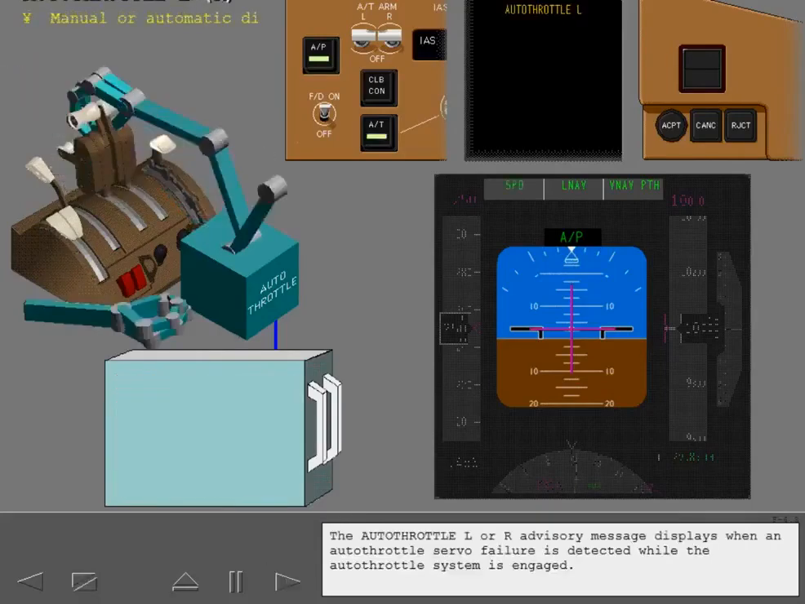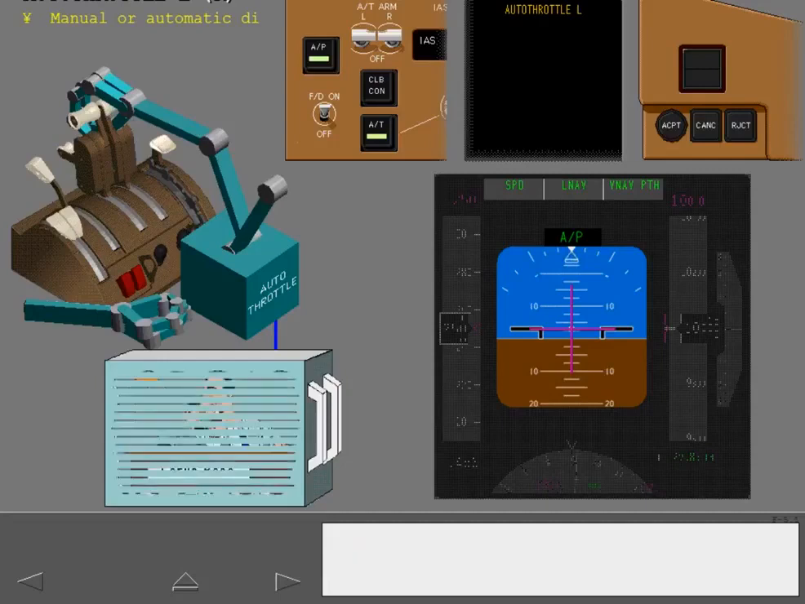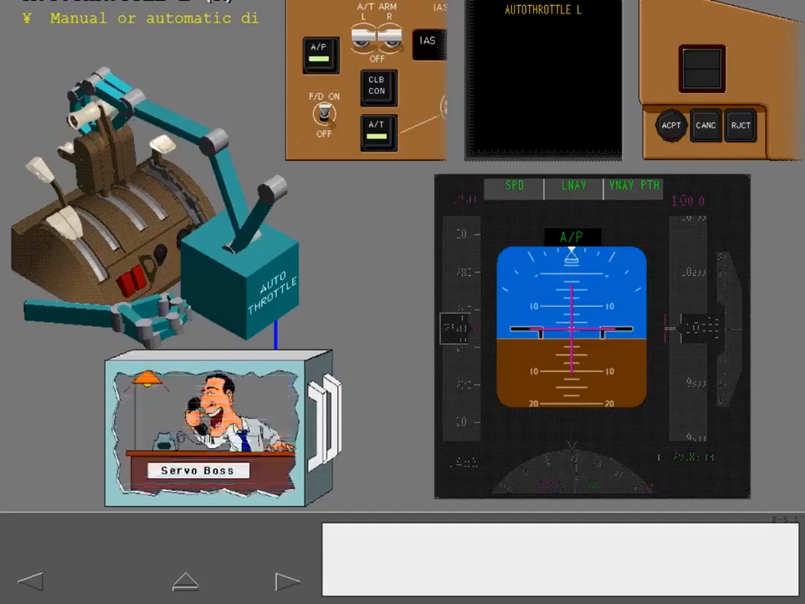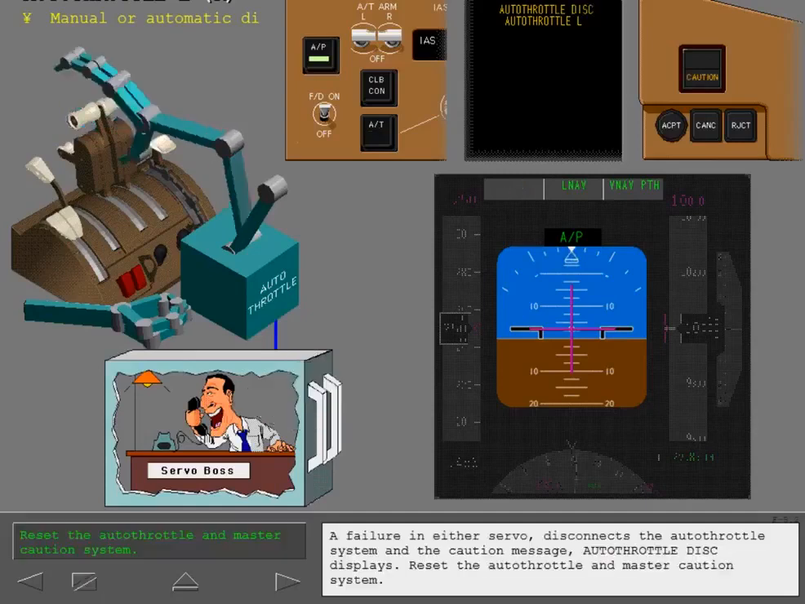The auto-throttle left or right advisory message displays when an auto-throttle servo failure is detected while the auto-throttle system is engaged. A failure in either servo disconnects the auto-throttle system and the caution message Auto-Throttle Disconnect displays. Reset the auto-throttle and master caution system.